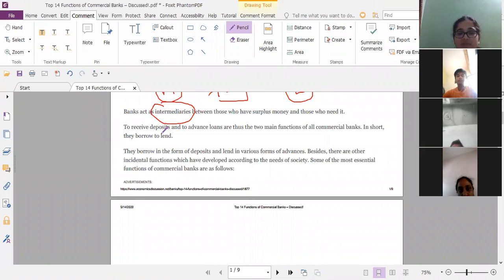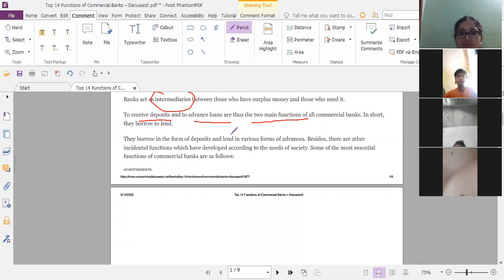So to receive deposits and to advance loans are thus the two main functions of all commercial banks. What are the two main functions? Receive deposits and advance loans, right? In short, they borrow to lend. They borrow in the form of deposits and lend in various forms of advances. Besides, there are other incidental functions which have developed according to the needs of society. Some of the most essential functions of commercial banks are as follows.